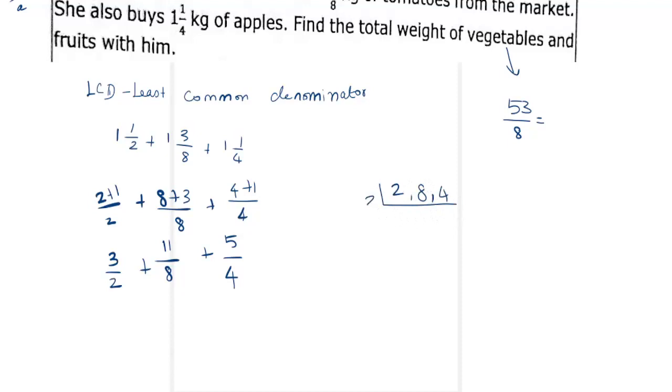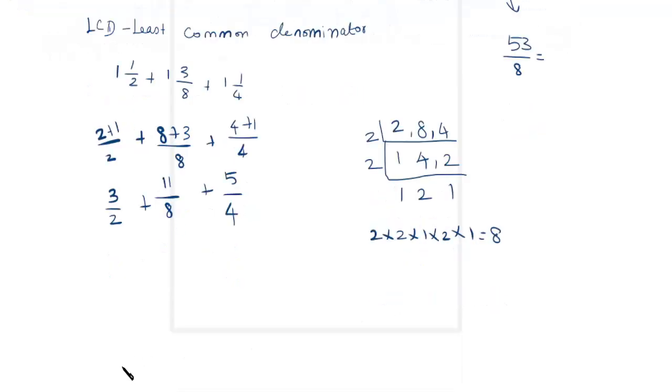So we can make the common division by 2, 1, 4 and 2, and next repeating 1, 2, 1. So 2 into 2 into 1 into 2 into 1, the result is 8. So the common denominator is 8. Please note here, this is the common denominator 8, and you have to multiply each value with this common denominator 8, plus 11 by 8 into 8.